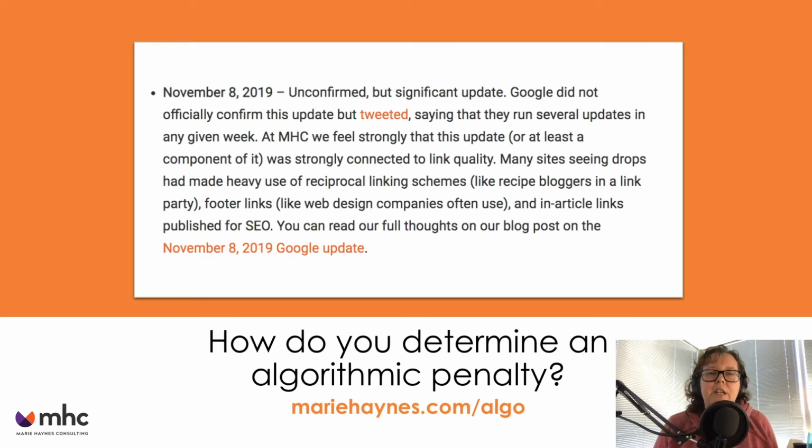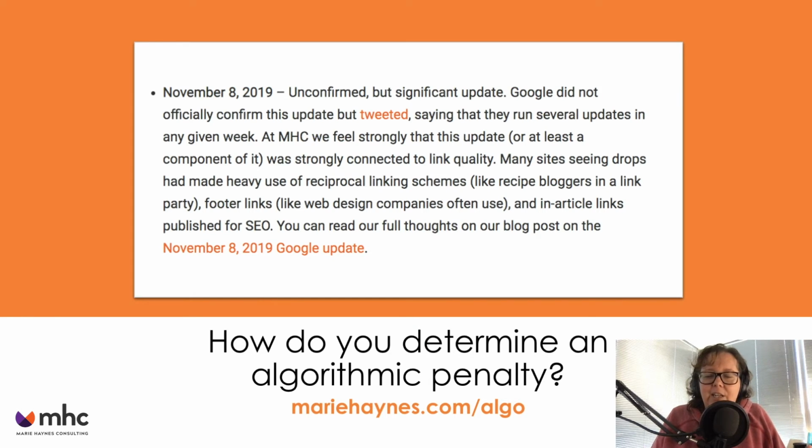I guess what we're trying to figure out here is, how do you determine whether you're being algorithmically suppressed, or hindered from ranking because of the link profile pointing to your website? And this can be really hard. So in this example that I gave here, I started in, I think, 2012, creating a list of every Google update or Google thing that happened that potentially could impact a site's traffic. And you can find that at mariehaynes.com/algo, ALGO.